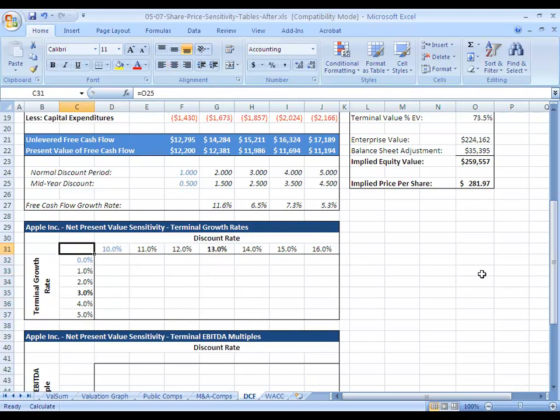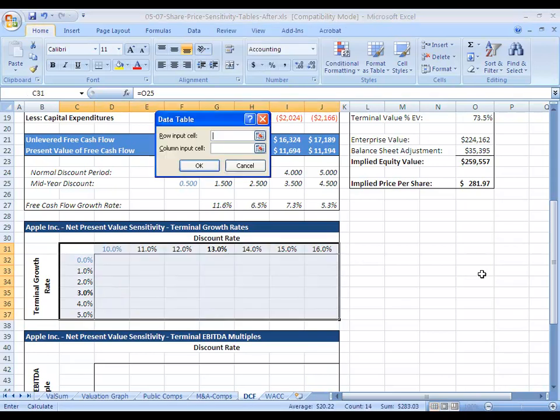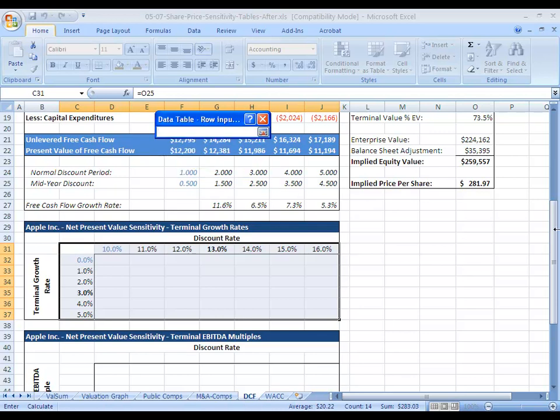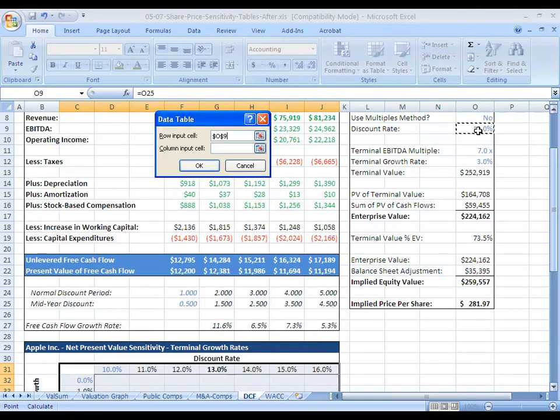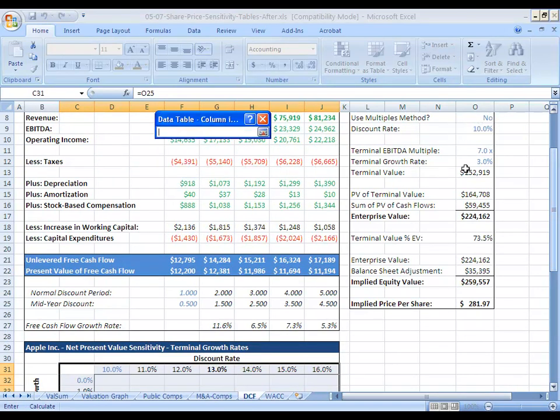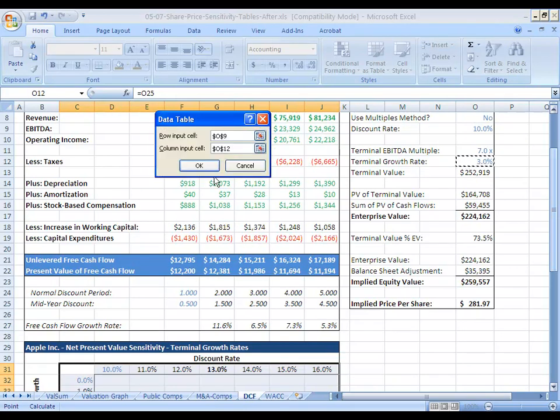So to do this, I'm going to highlight the whole table with Shift Control down arrow key and then right arrow key. Now I'll press Alt DT. This brings up the data table input. And for the row input cell, I'm going to select the discount rate up here. For the column input cell, I'm going to select the terminal growth rate right here. Hit OK.